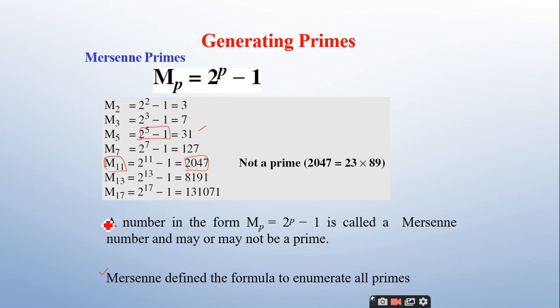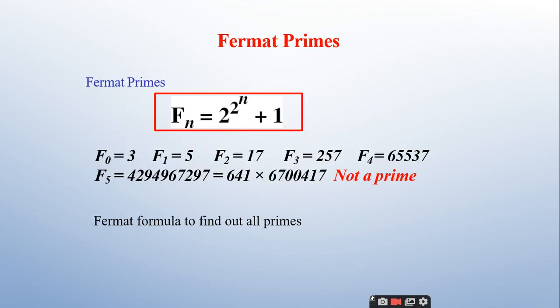So the disadvantage is the number that is generated by the Mersenne number may or may not be prime. The scientist thought that he is going to give a formula that always generates the primes, but once you come across this M11, it is 2047, it is not a prime, right? So the Mersenne number is ending up with either a prime or a composite, right?